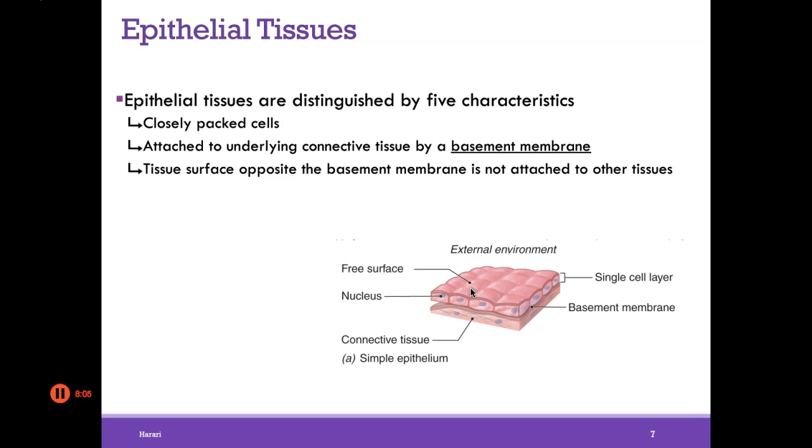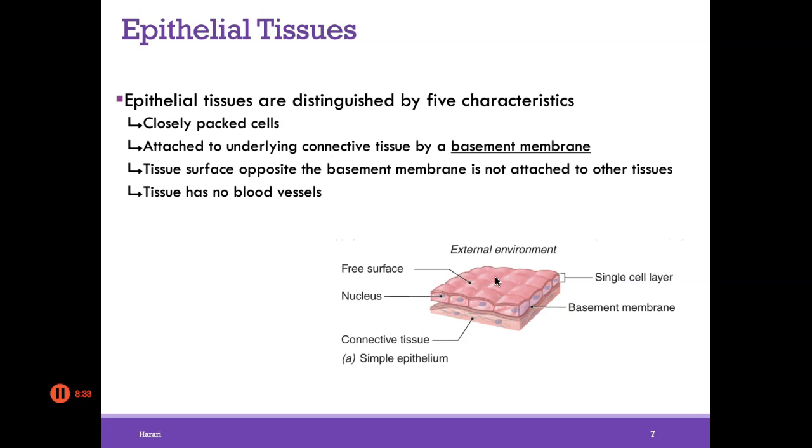The tissue opposite the basement membrane is not attached to any other tissues. That means this is the free surface. There's nothing right over here. Right? By definition, epithelial cells have one end attached to a basement membrane and a free end as well. This is called the apical surface compared to the basal surface. So the apical surface is the free surface exposed to the external environment.